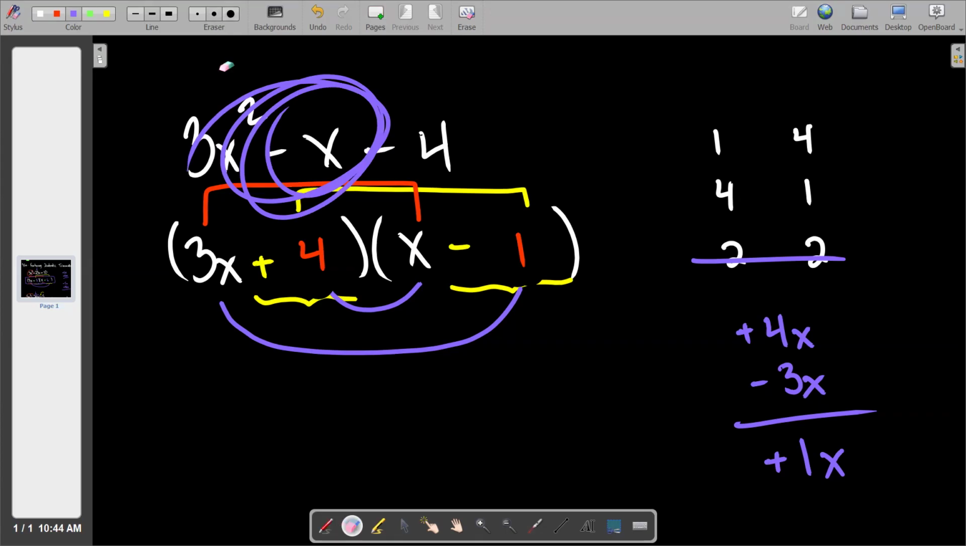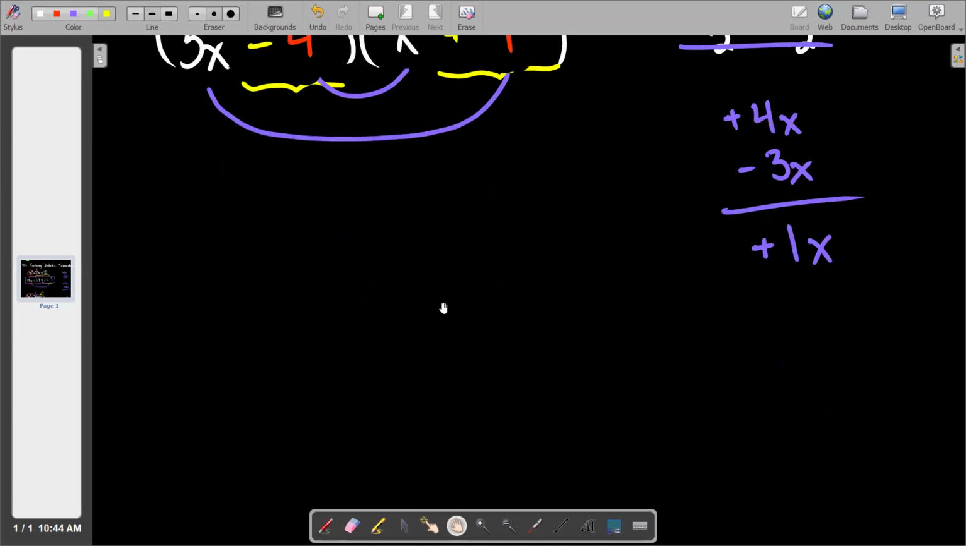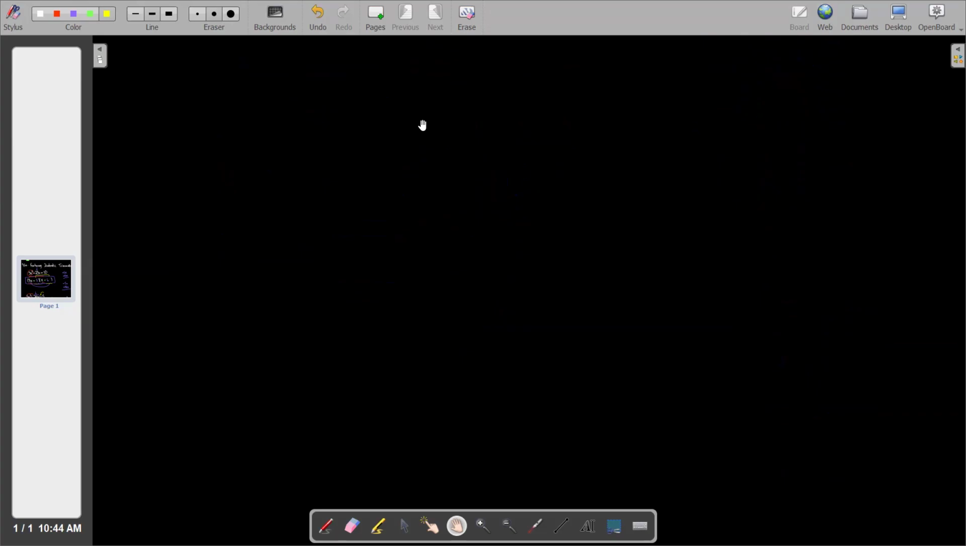Don't touch the 3x and the 4 and the x and the 1. Take your plus and your minus and switch them to minus and plus, and you'll always get the same number with the different sign. So far, so good? I'm going to do one more, and then I'm going to up the difficulty level.